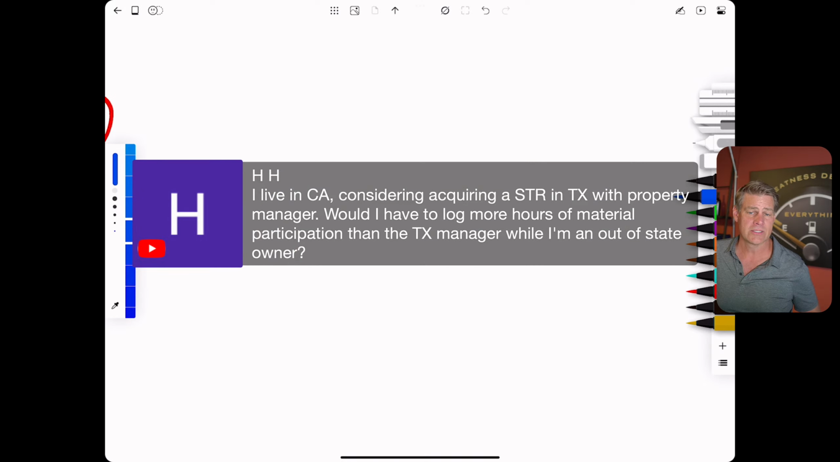Hey, I live in California, considering acquiring a short-term rental in Texas with a property manager. Would I have to log more hours of material participation than the Texas manager? And I'm an out-of-state owner. Yes, you do. You've got to log more hours than your manager. If you're going for that 100-hour requirement, you add up all the hours: the manager, the house cleaners, guys coming out and fixing things that break on the property. All that time gets added up, and then you've got to be putting in more time than that if you go with the 100-hour route. But if you go with the 500-hour route, that's not a concern.